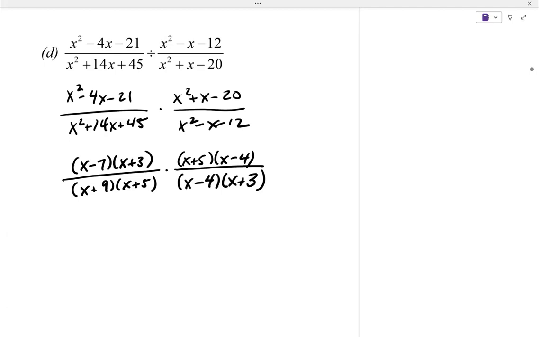All right, so then what goes away? Good. Yeah, all those are common, right? We have x plus 3 in top and bottom. We've got x minus 4 top and bottom, x plus 5 top and bottom. So we're just left with... Yep. The x minus 7 and the x plus 9. What questions do you have on that one?